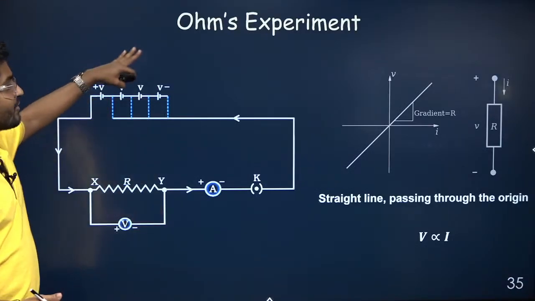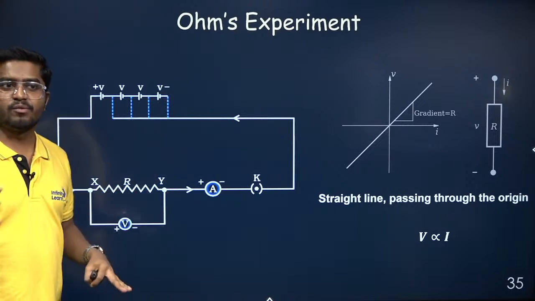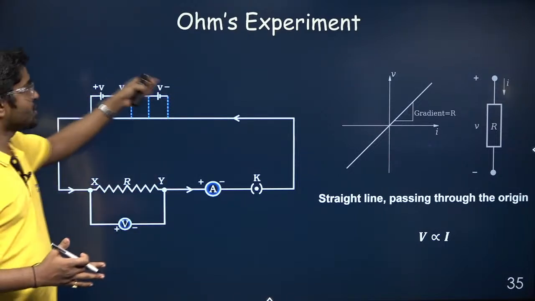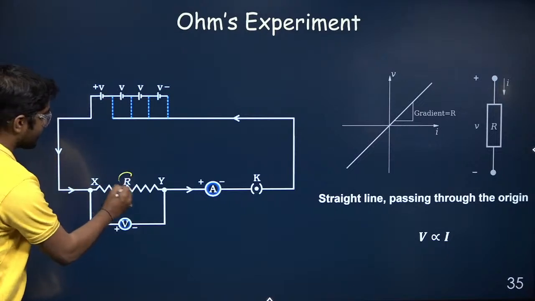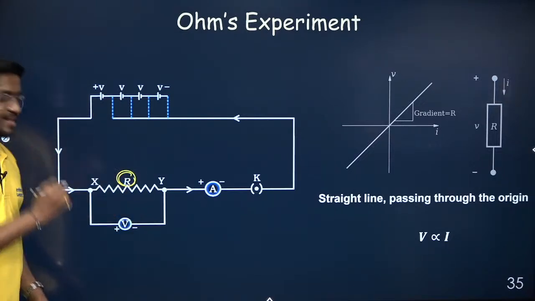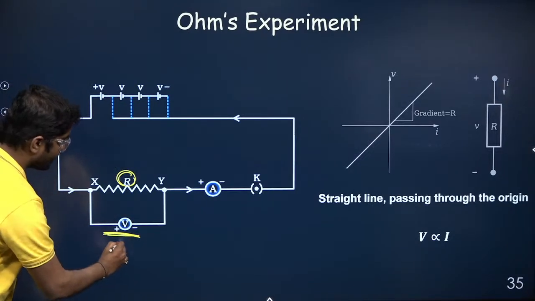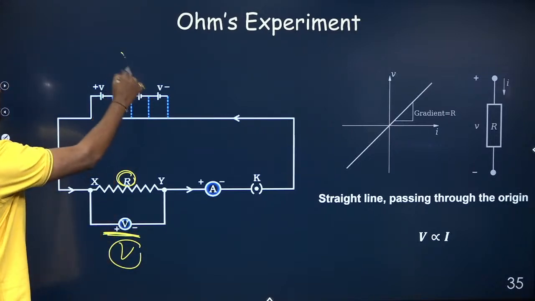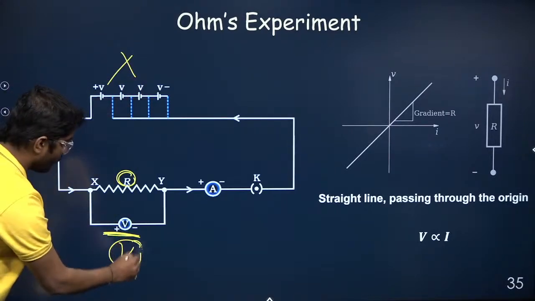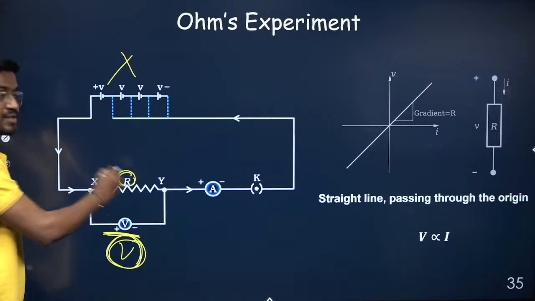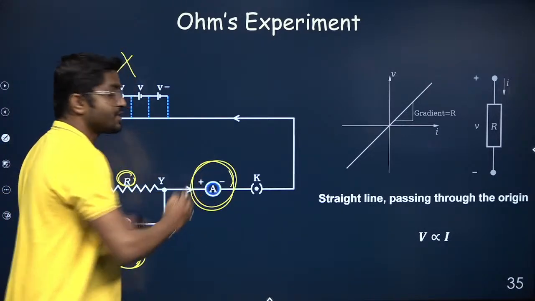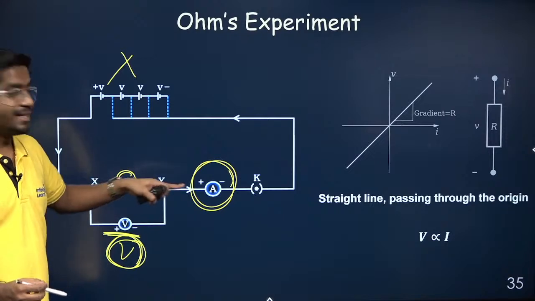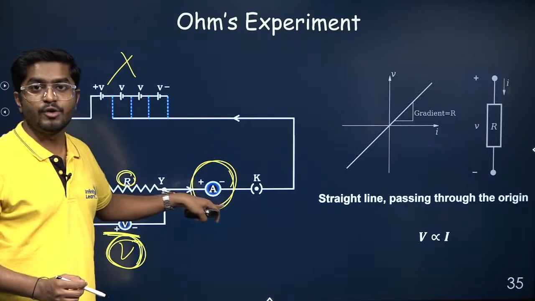Ohm is the name of a scientist. He did some experiment. What was the experiment? He arranged different batteries and there is a resistance. Across this resistance, he measured the voltage. It is not the voltage of the battery, it is the voltage measured across the resistor. And he measured the current which is flowing through the circuit.